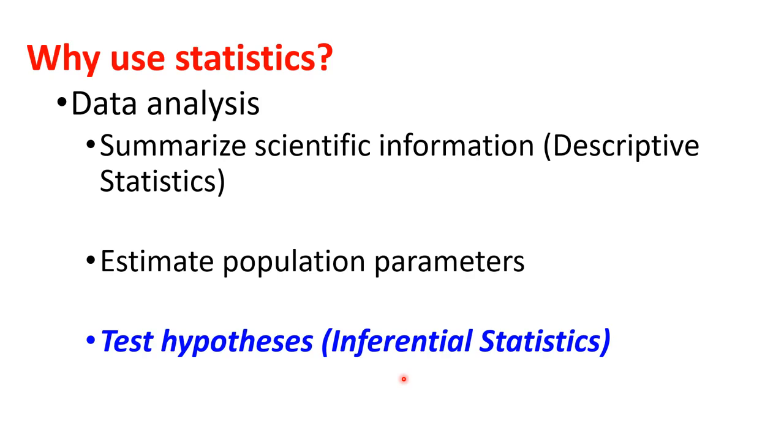So again, most of you are probably not excited about working with statistics, but they play a critical role in the scientific process, right? We use them to summarize scientific information. Those are our descriptive statistics. We use them to make estimations or inferences about populations, and then we use them to test specific hypotheses, also known as inferential statistics, which are sort of the focus of our course, right?